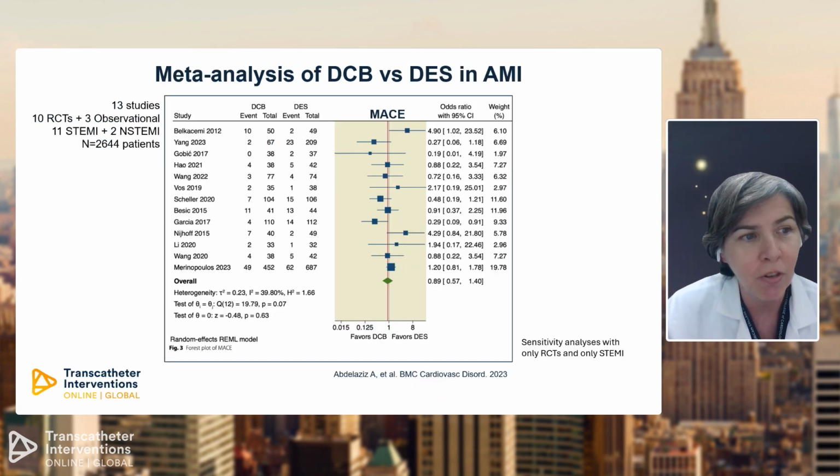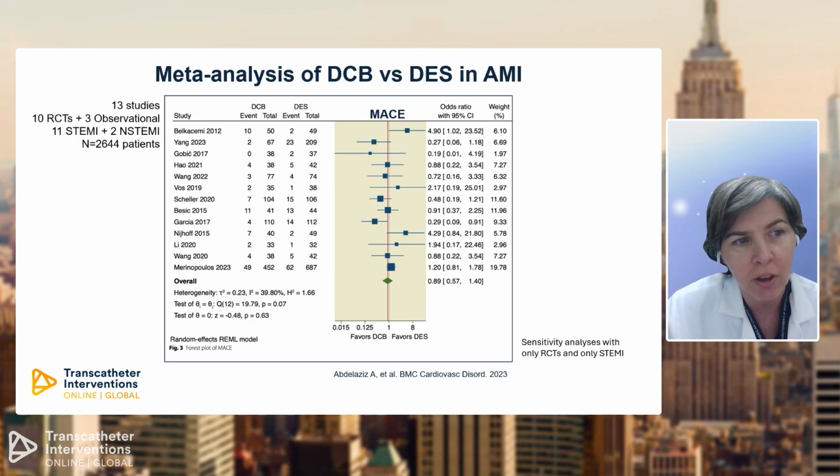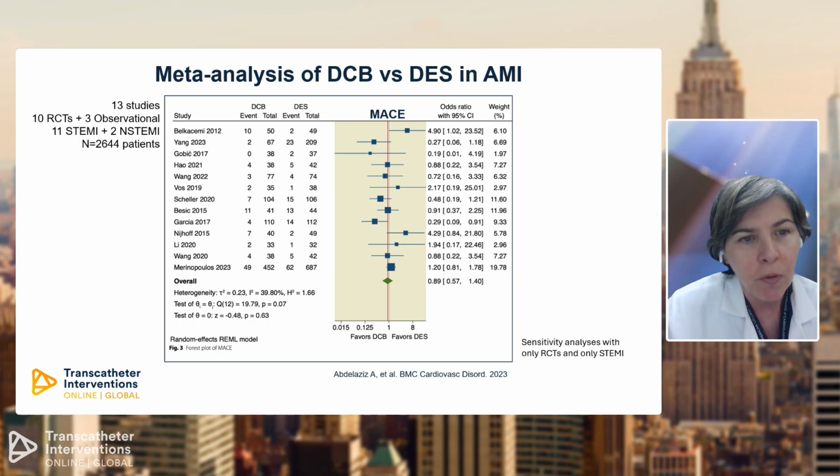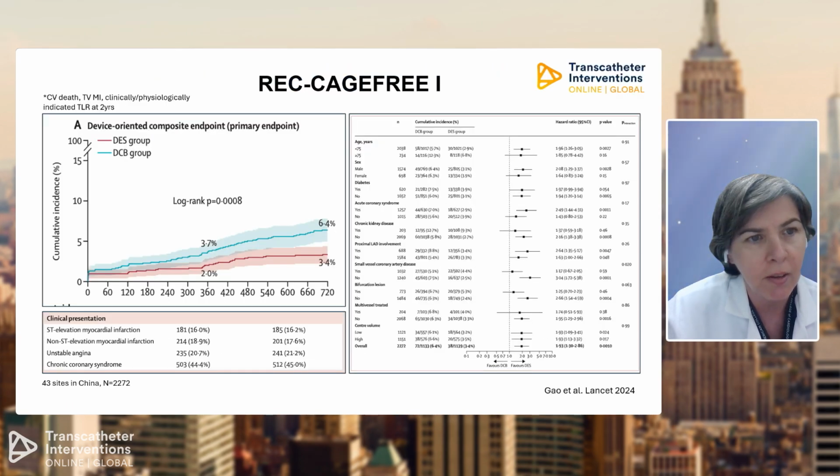There's been a meta-analysis you see here, interestingly including 11 STEMI trials and 2 NSTEMI trials, with no difference in outcome, but obviously a collection of a fairly small number of trials with some degree of heterogeneity.